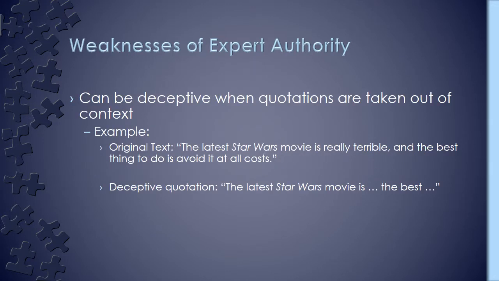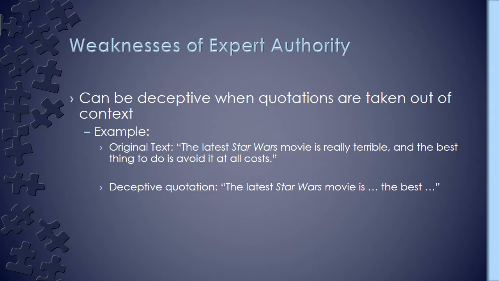And as with facts and statistics, context is crucial when you are quoting an expert authority, because it can be very deceptive when you take something out of context. And I've given here a really obvious example, a very egregious example of taking something out of context. But even if you're not doing something this blatant, just taking a quote and plugging it into your paper without saying, this is what the person is talking about, this is what they're responding to, etc., makes it confusing.